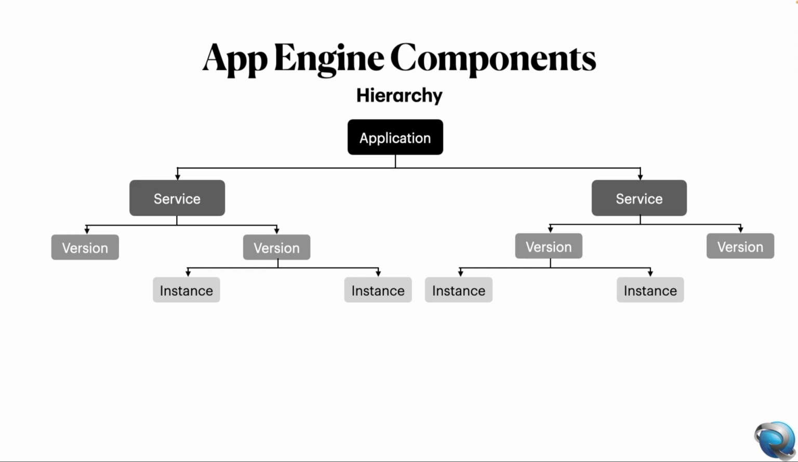The diagram illustrates the hierarchy of an application, a Google App Engine app, running in multiple services. In this diagram, the app has two services that contain multiple versions, and two of those versions are actively running on multiple instances.